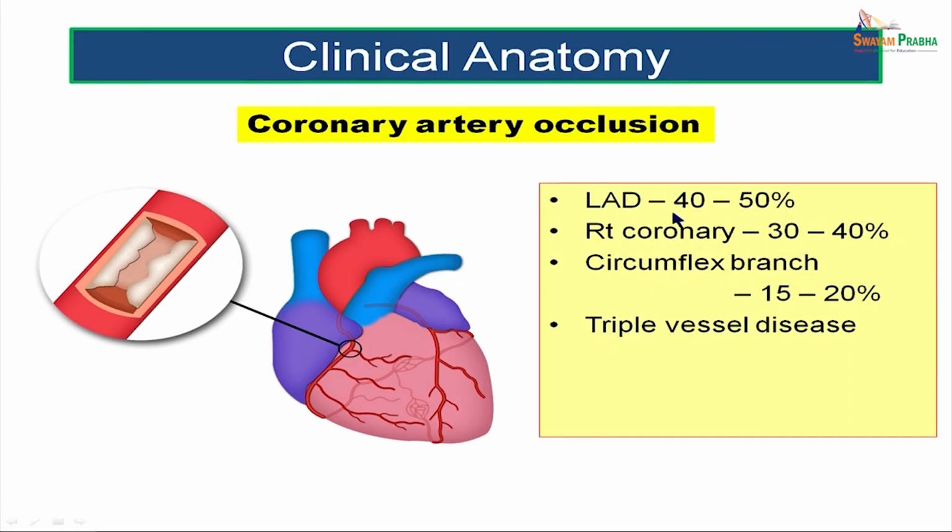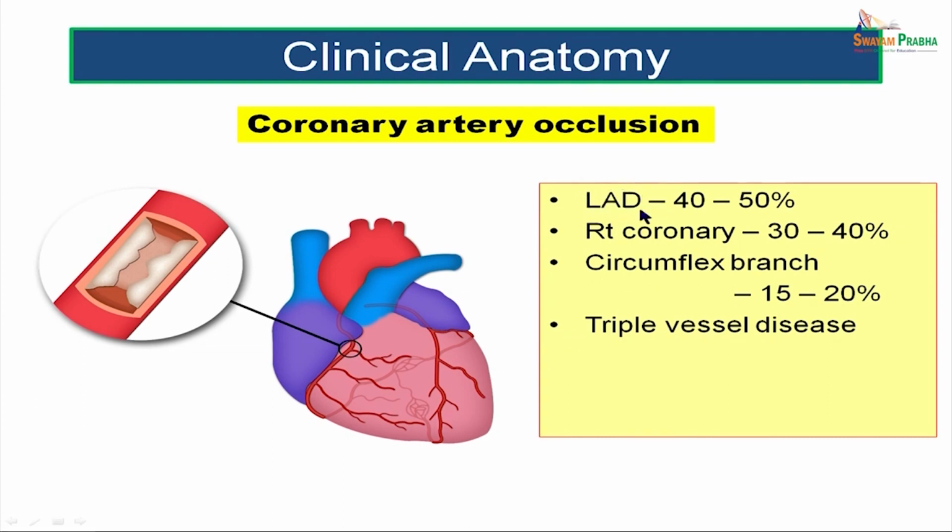When all these three are blocked, then it is called triple vessel disease. A person will have severe symptoms and they need to create an extra channel for blood to pass through. With triple vessel disease, they need to have a better supply, and you need to give the supply by creating a channel which is going to bypass the block.